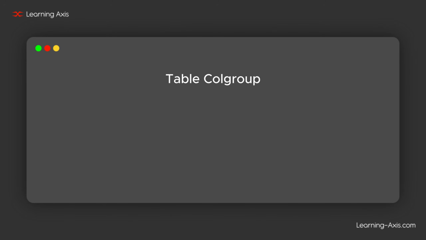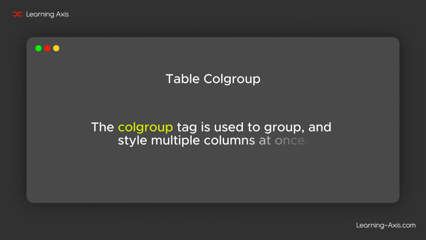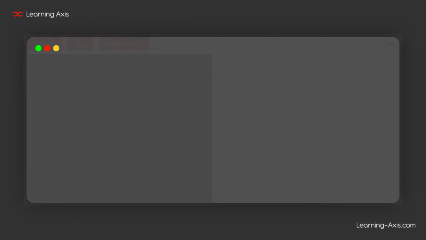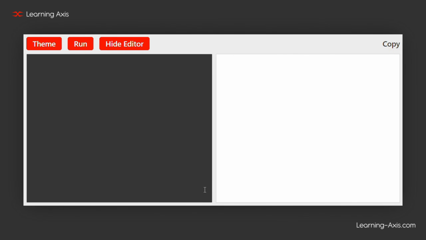Now, let's see table colgroup. The colgroup tag is used to group and style multiple columns at once. Let's style specific columns using the colgroup tag.